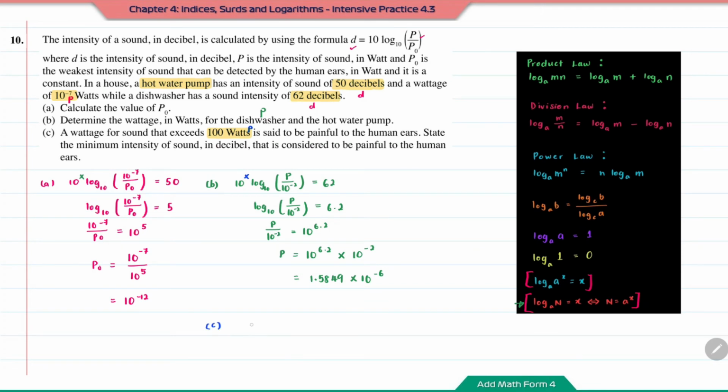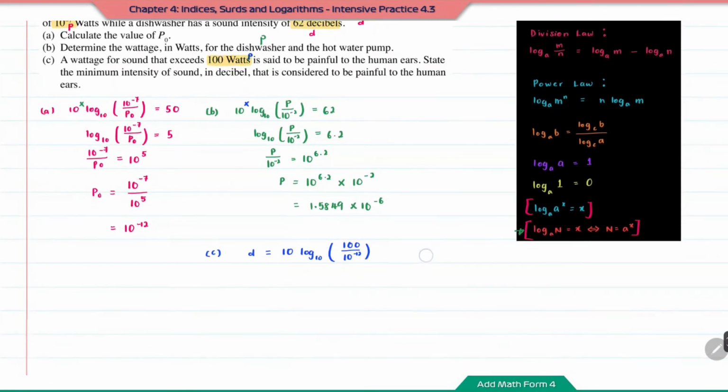to find the D, so it's going to be 10 times log base 10 of. So here the P, we're going to substitute it with 100. And the P0, we're going to substitute it with the value of 10 to the power of negative 12. So here is going to be 10 times log base 10 of. So the 100, we can convert it to 10 square.